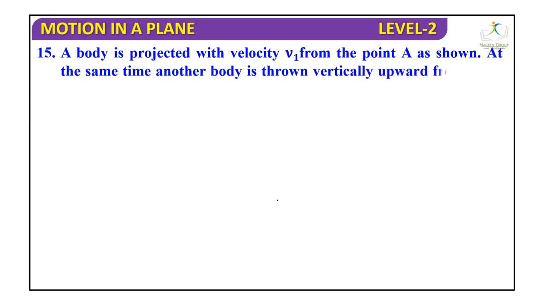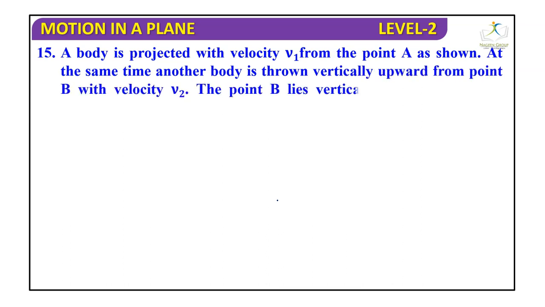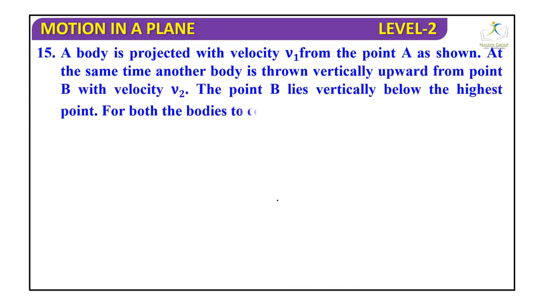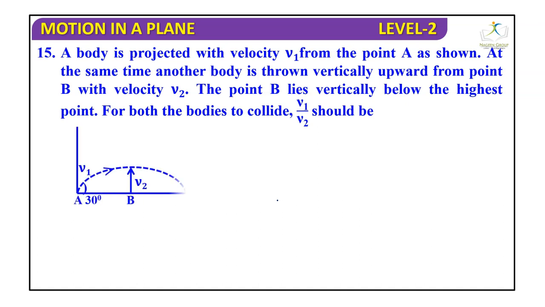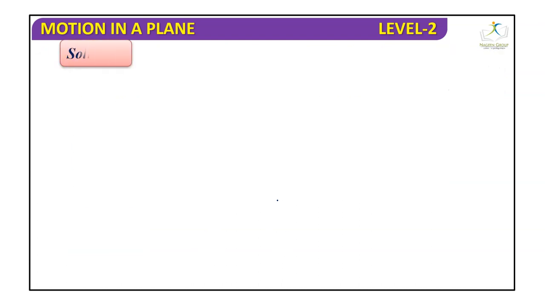Next question: we have a body projected with velocity v1 from the point A as shown. At the same time, another body is thrown vertically upward from the point B with velocity v2. The point B lies vertically below the highest point. For both the bodies to collide, v1 by v2 should be 1 by 2, root 3 by 2, 2, or 1. So let's move on with the solution part, students.